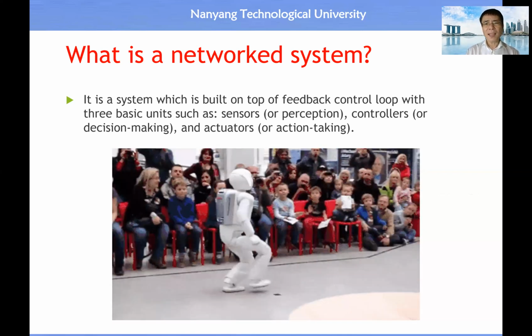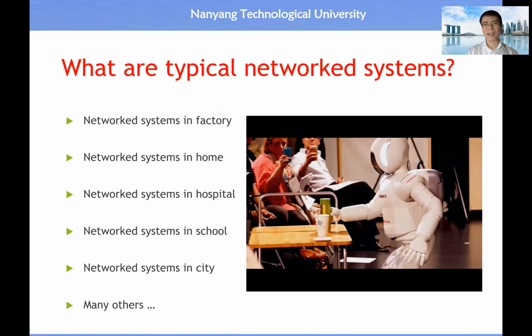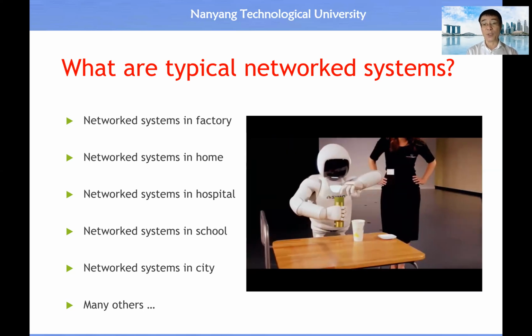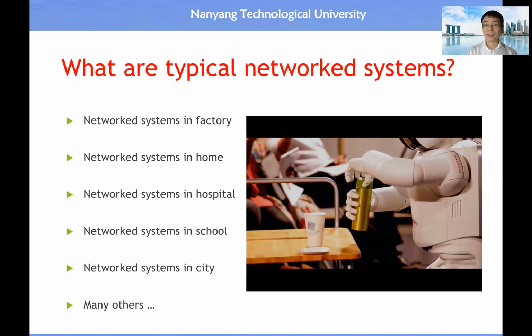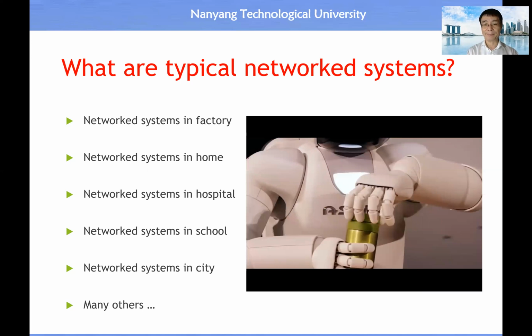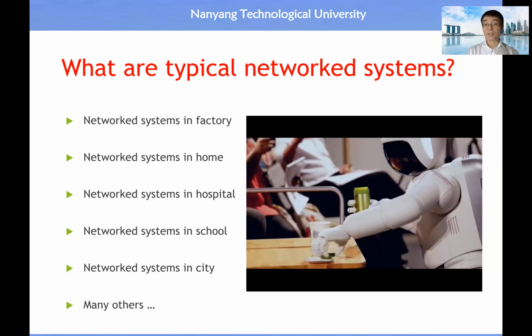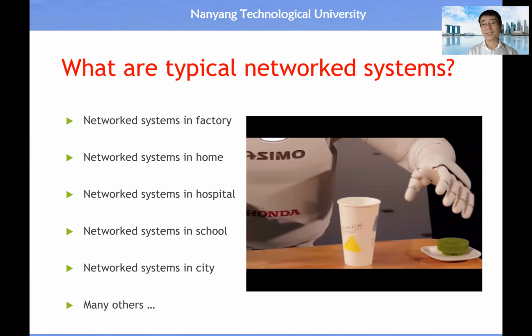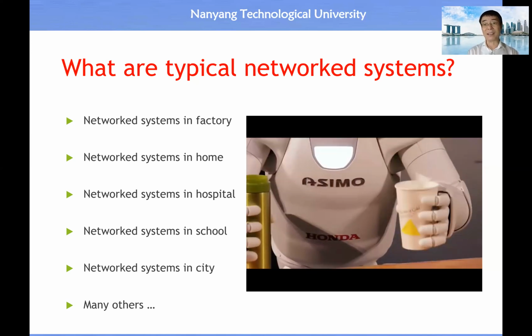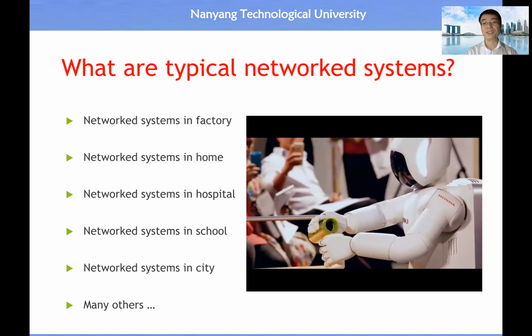All right. Then in the society or in the industry, what are the typical networking systems? Actually today you can find many networking systems in many places, such as in factory, in home, hospital, school, and the city, etc. And here is a video we show you the subsystems inside the humanoid robot, such as manipulation system, grasping system, perception system. In order for this robot to perform this type of action, you can imagine there must be a presence of a sensor inside the system.